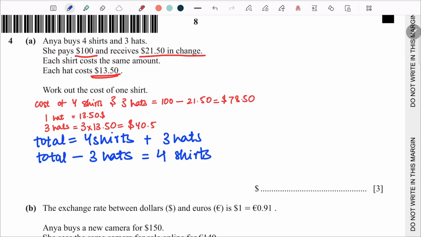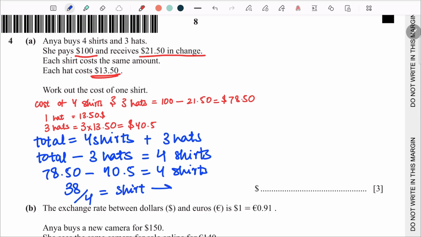So the total amount of money that I calculated was 78.50 minus the cost of 3 hats was 40.5, and that is equal to 4 shirts. This will be equal to 38 divided by 4 is equal to 1 shirt. So 38 divided by 4 is basically $9.5. So one shirt costs $9.5. That is going to be my final answer.